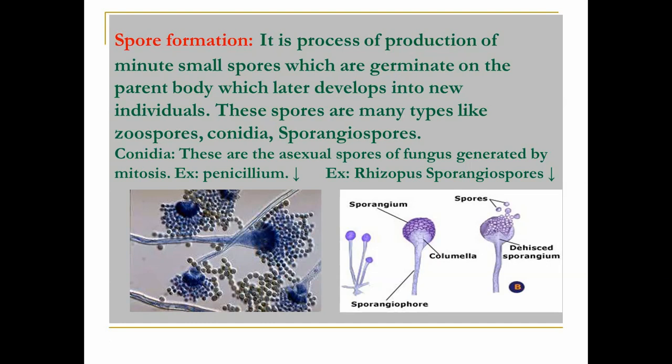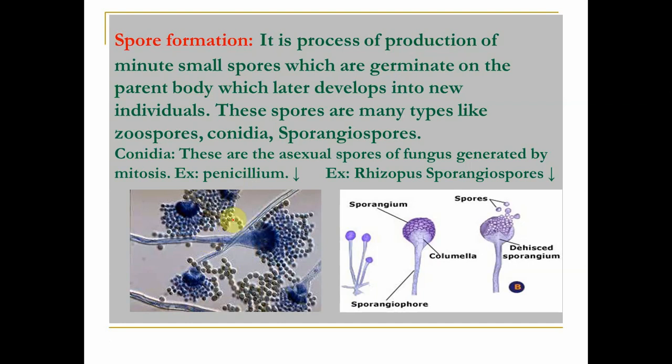Penicillium is a multicellular fungus on which asexual spores called conidia are produced, which spread by air to different parts of the surroundings, and then once they come into contact with moisture, they develop as a new fungal generation. These are called conidia.